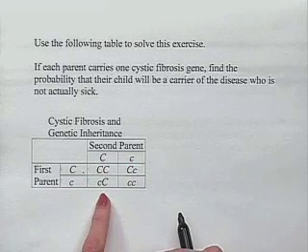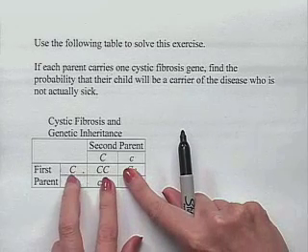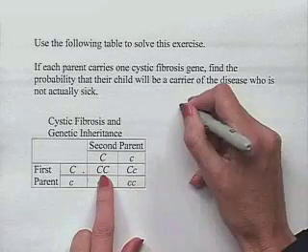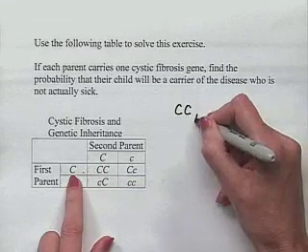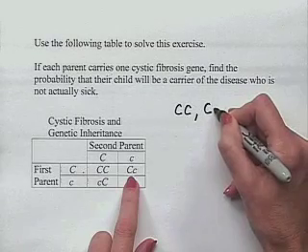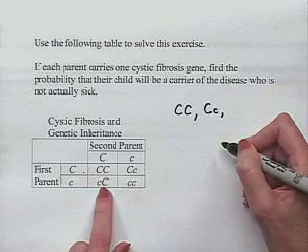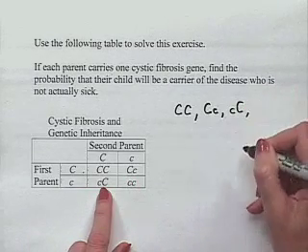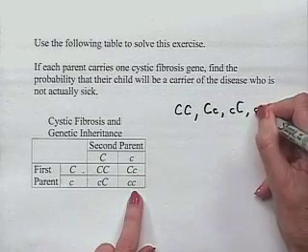If we look at the possibilities for their child, then we can see in this first block that perhaps each parent will pass on the dominant gene, and that child will have capital C, capital C in its gene pattern. Perhaps the first parent passes on the dominant gene, but the second parent passes on the recessive gene. That would be capital C with a little c. Perhaps the first parent passes on the recessive, and the second parent passes on the dominant. That would be little c, capital C. And finally, perhaps the first parent passes on the recessive and the second parent also.